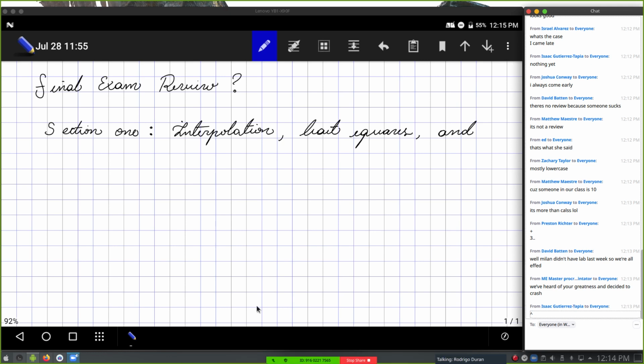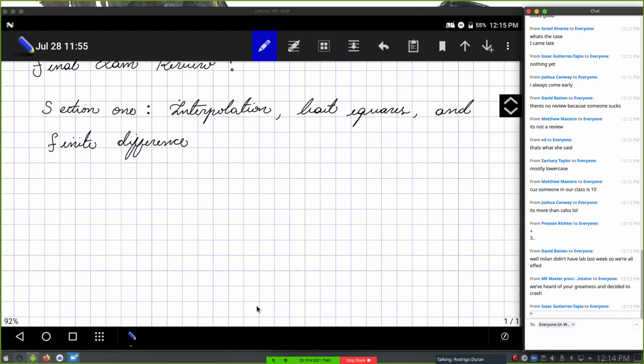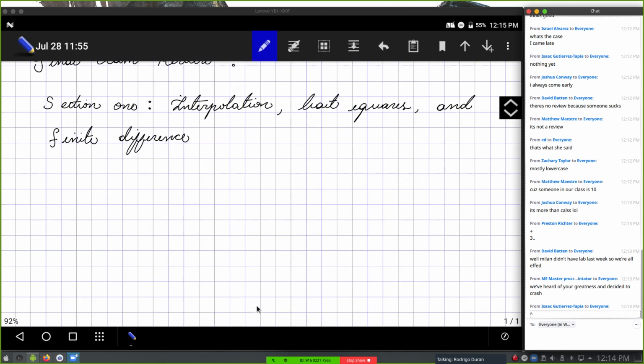Okay, let's see. Sorry, I was reviewing what I was supposed to say. Interpolation, least squares, and finite difference. So for these three different types of problems in this section, what's going to happen is they will most likely give you something like this.